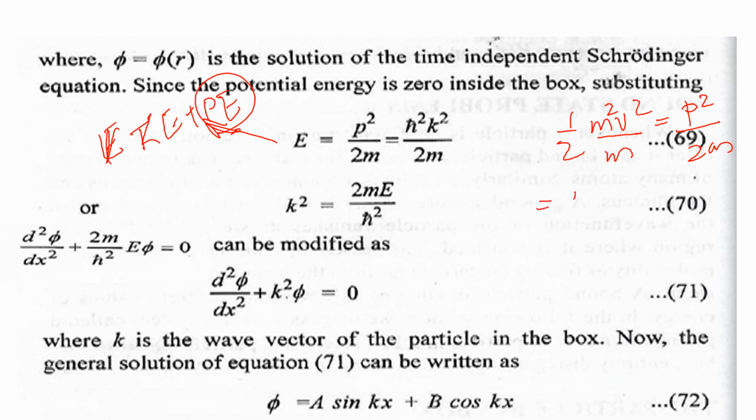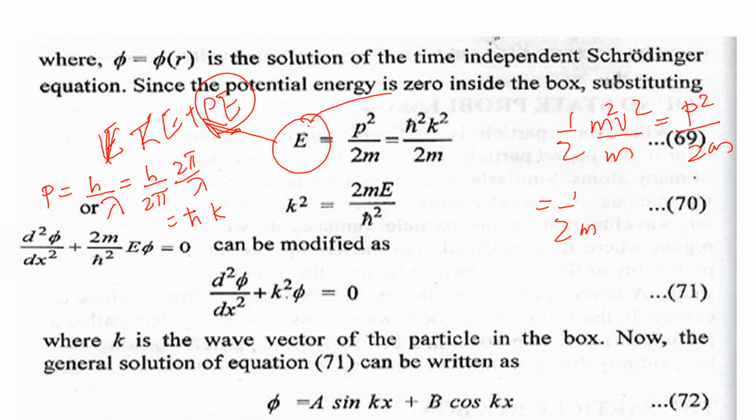Now we can write this as 1 divided by 2m times p square, where p is the momentum. Momentum p is h divided by lambda, the de Broglie concept of matter waves. I can multiply and divide by 2 pi, so h divided by 2 pi and 2 pi divided by lambda. What is h divided by 2 pi? That is h cut. And what is 2 pi by lambda? It is k, the wave vector. So the expression for total energy becomes h cut square k square divided by 2m.